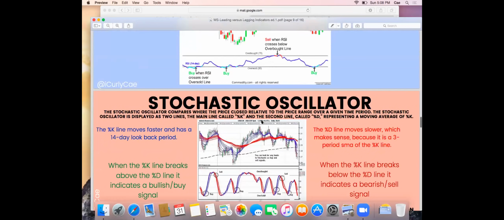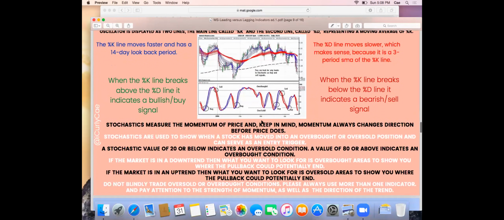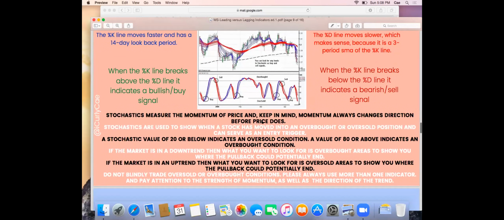Now, the stochastics measure the momentum of the price, and keep in mind, momentum always changes direction before price does. Stochastics are used to show when a stock has moved into an overbought or oversold position and can serve as an entry trigger. A stochastic value of 20 or below indicates an oversold condition, and a value of 80 or above indicates an overbought condition. Those numbers would be plotted right here on this line. If it's below 20, that indicates an oversold condition, which is a key entry to buy calls, for example.